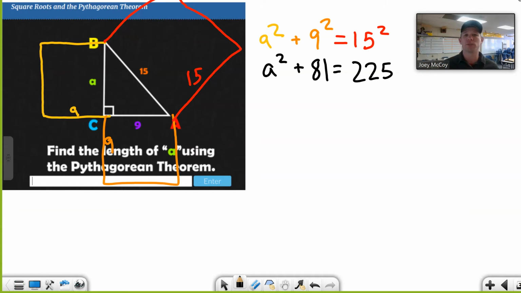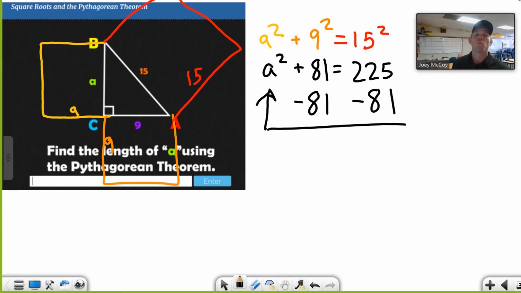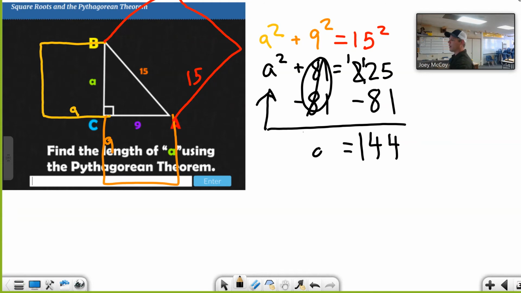Now this is solving multi-step equations, okay? I've got to balance this out. I've got some extra numbers on my left-hand side. I want to isolate the variable a squared, so I'm going to get rid of this positive 81 by subtracting 81 from each side. When I subtract 81 from each side, that's going to get 0 on the left, and 5 minus 1 is 4, 2 minus 8, borrow, 12 minus 8 is 4, 1 minus 0 is 1. So a squared equals 144.